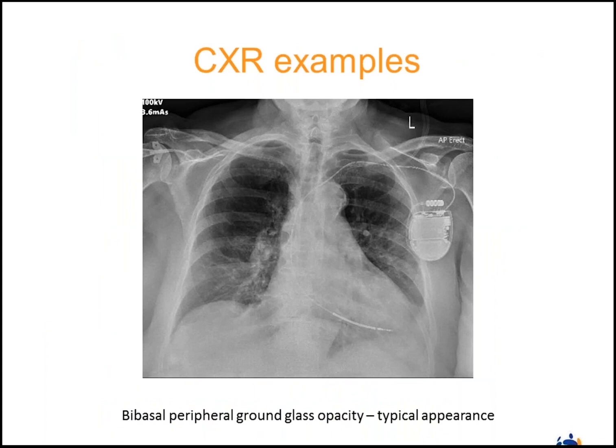Here we have typical appearance on a chest X-ray where we have bibasal peripheral ground glass opacity. And this X-ray was actually from our previously seen 80-year-old patient who was wheezing and had typical findings on CT. You can see, just looking at this, it is so much more challenging to interpret this in a patient who's not well. It's an AP film, it's not PA. They have a large heart, there's a pacemaker. There's so many more technically challenging factors to interpret on a chest X-ray than on a CT.